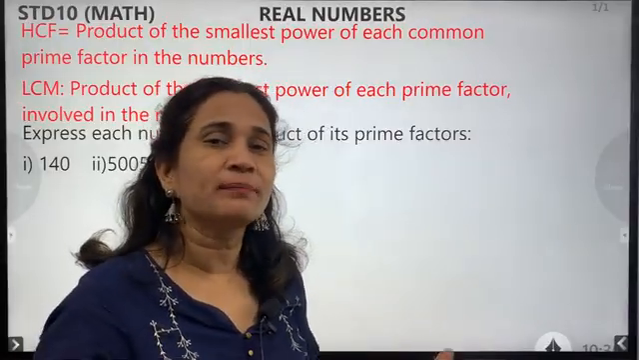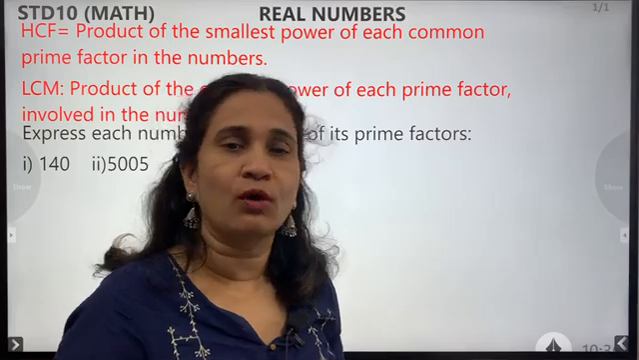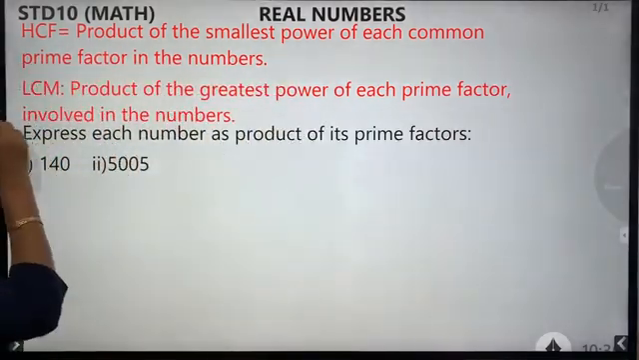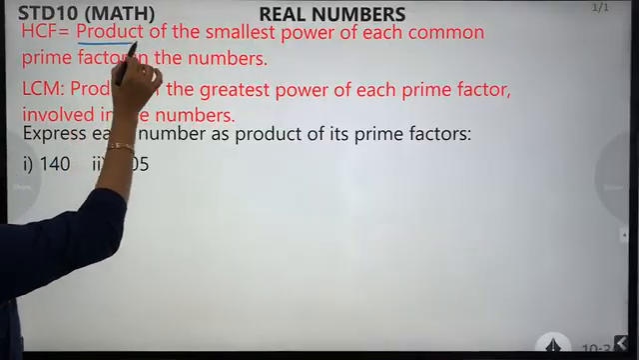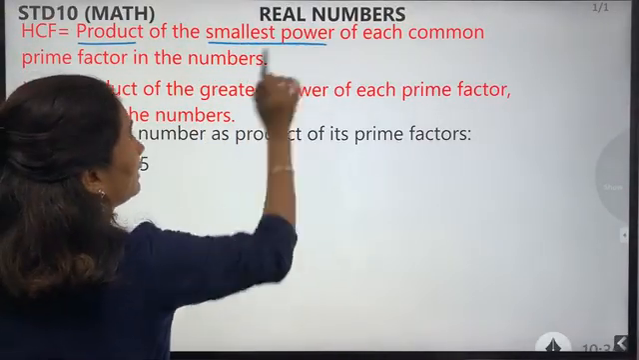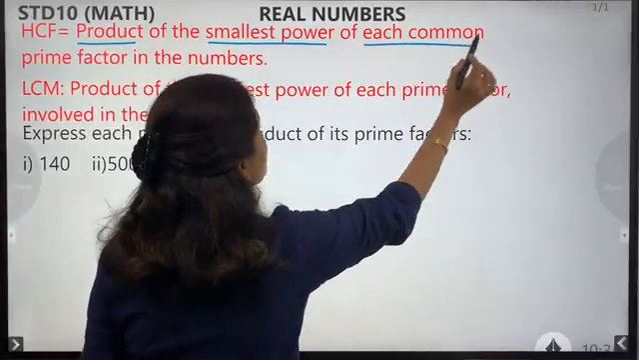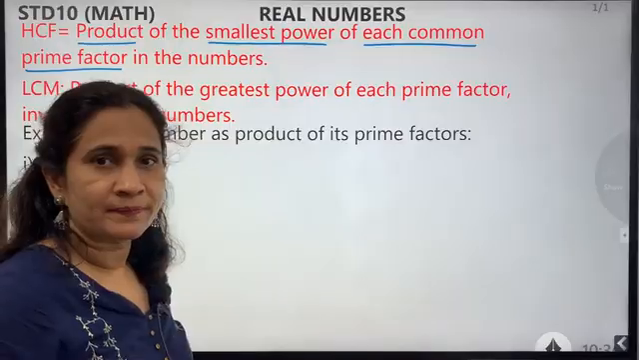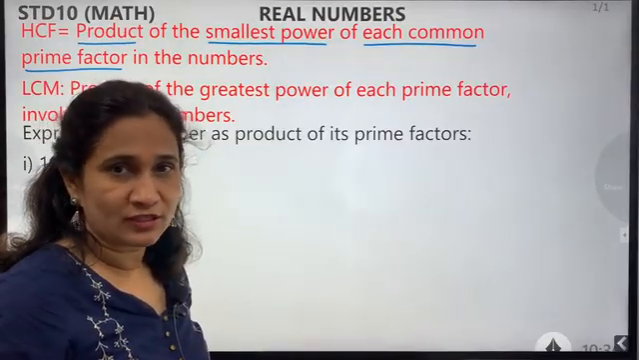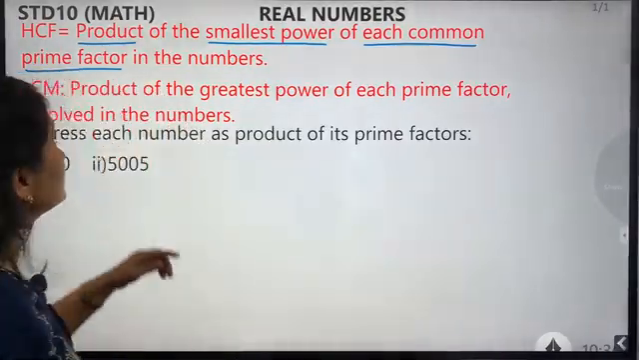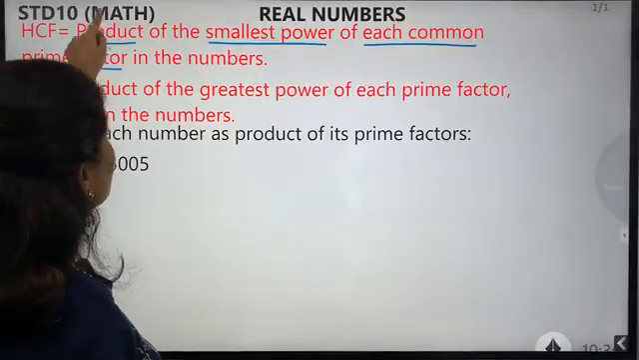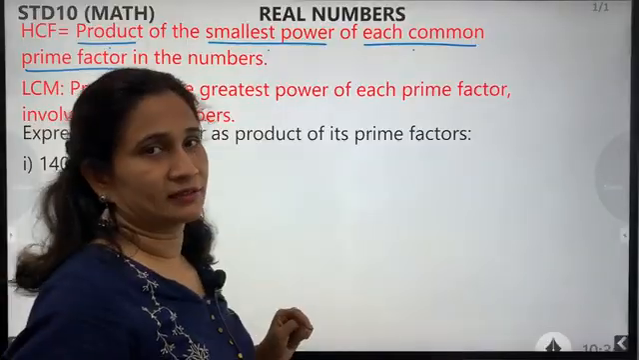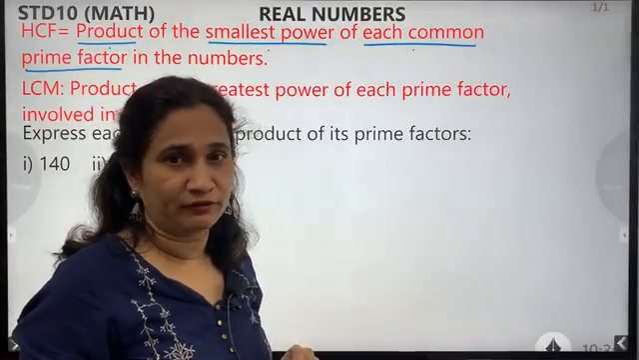But once you have prime factorized it, that is you have found all its prime factors, then from the prime factors you have to take the product of the smallest power of each common prime factor in the given numbers. That will decide your highest common factor. So the important things are, you have to take a product of the smallest power of each common factor. This is important for highest common factor.